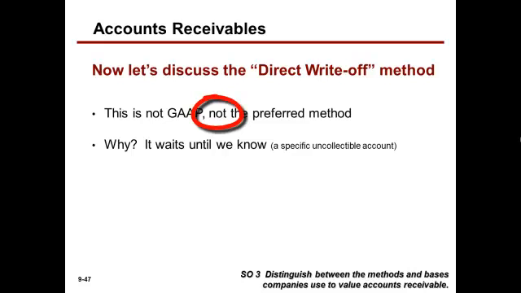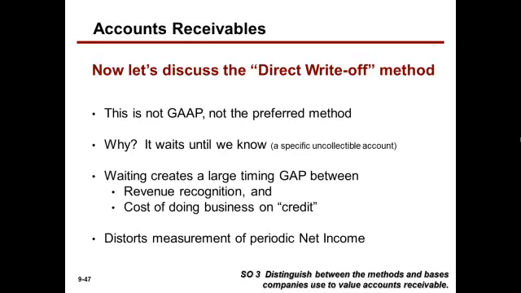Why? Because it waits until we know that a specific account is uncollectible before making any entries related to bad debt expense. This method waits, and therefore there is no matching of the risk of doing business in credit sales. There's no expense booked in the same period that sales are booked. This waiting creates a very large timing gap between revenue recognition currently and the cost of doing business on credit, which is our bad debt expense. In other words, this method distorts the measurement of periodic net income. We are not matching the cost of doing business in credit sales during the period in which we recognize the revenue, but in different periods.